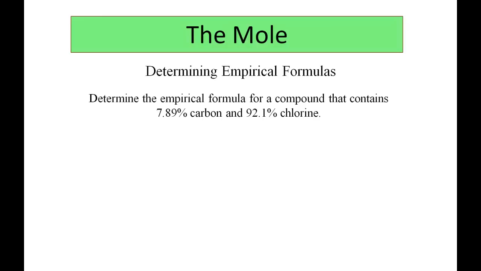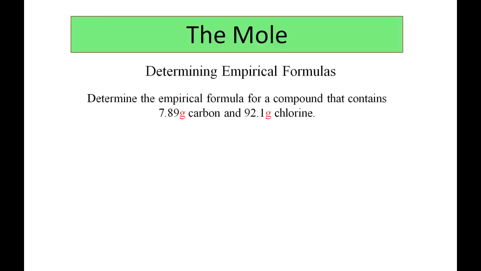So what we're going to do is determine an empirical formula for a compound that contains 7.89% carbon and 92.1% chlorine. Our job is to figure out what its empirical formula is. The first thing we're going to do is pretend this is out of a 100-gram sample, and change those percent signs to grams. So 7.89% would represent the same thing as 7.89 grams if we were talking about a 100-gram sample.